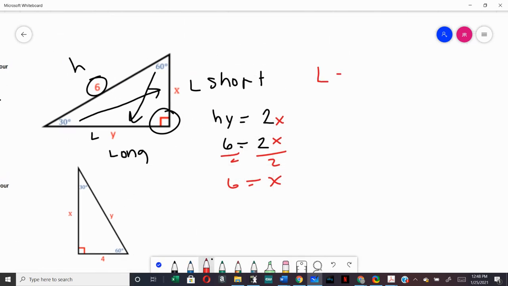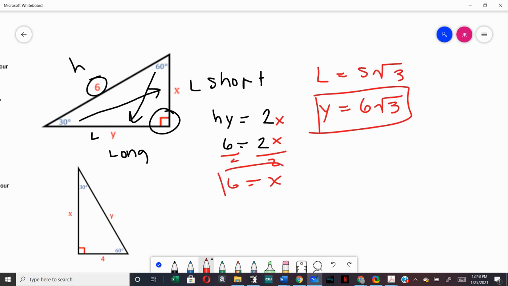The long leg is equal to the short leg times the square root of 3. So I know the short leg now. The short leg is 3. So I know that my long leg, which in this case is going to be Y, Y is going to equal the short leg times the square root of 3. Look at that, it's done. And that's the 2 answers.